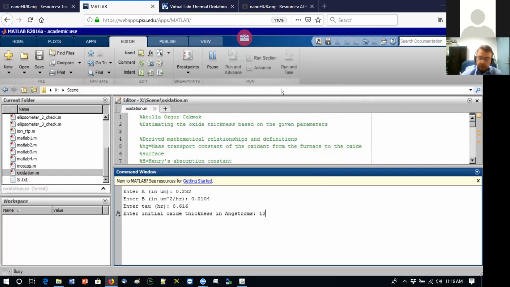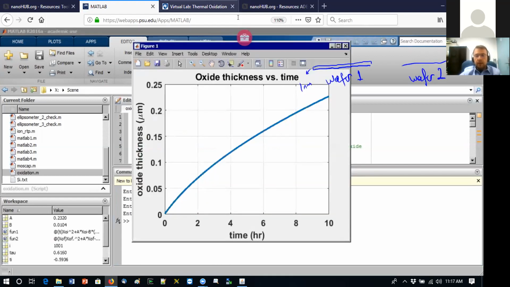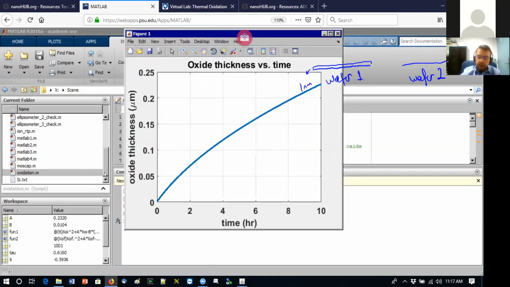We're going to try to understand the oxidation rate of two wafers, wafer 1 and wafer 2. On wafer 1, I have a native oxide that is only 1 nanometer. Let's type that in. I will keep them in the furnace for 4 hours, both of them.